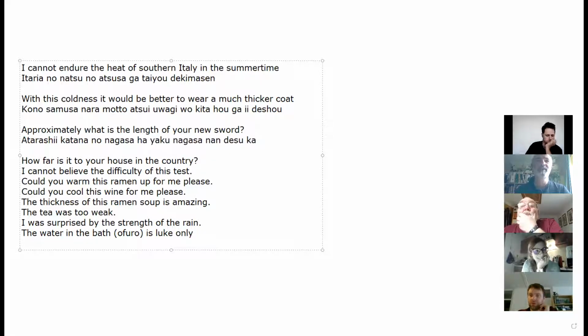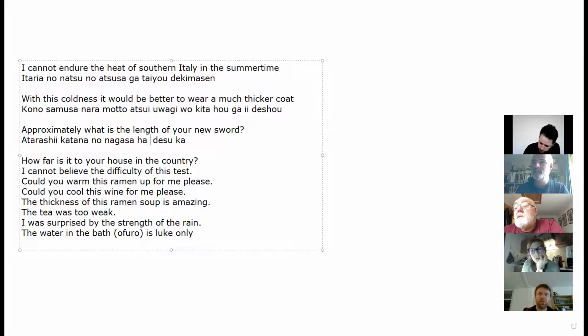And then basically, you can now delete all of that. Nan desu ka means this kind of like, if you want to make it approximately, at the moment this is asking quite precisely, you're saying what is the length of your sword. So instead of using yaku in this, you can just replace nan with another way of saying approximately how much.